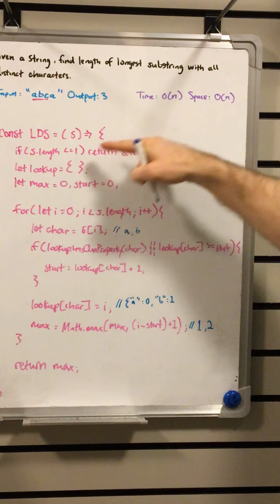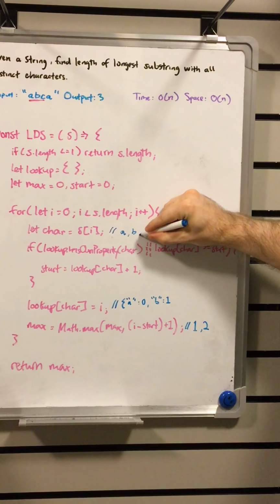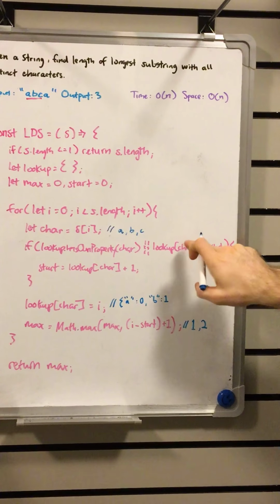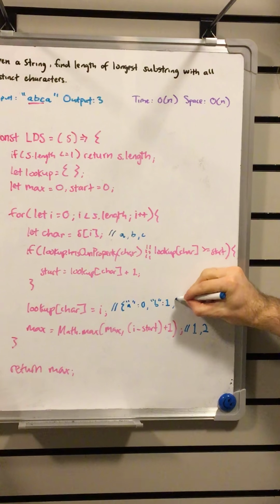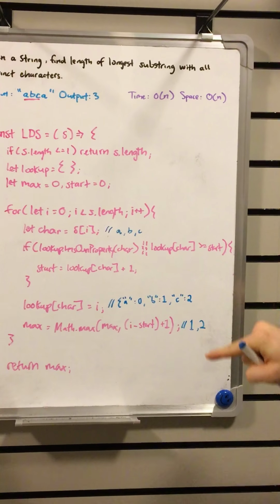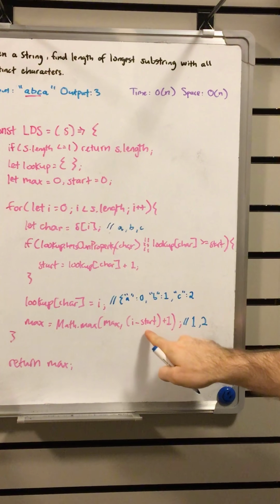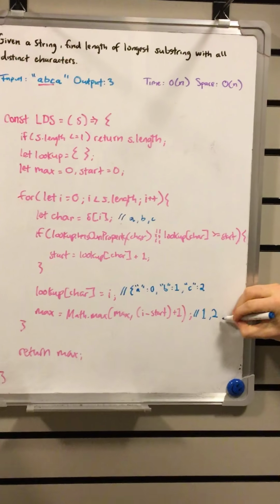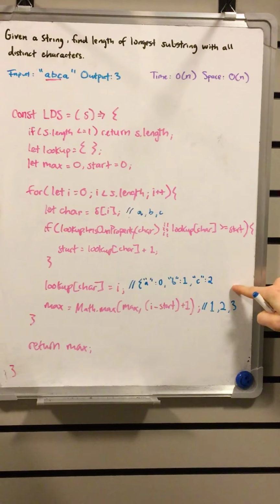So then we go back up to C. Ask the same questions. It's not inside of the lookup, so then we add it to the lookup. Set it equal to its index. Index minus start, so 2 minus 0 plus 1 gives us 3. So now the max is 3.